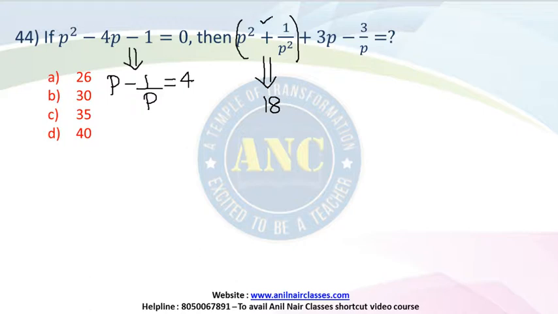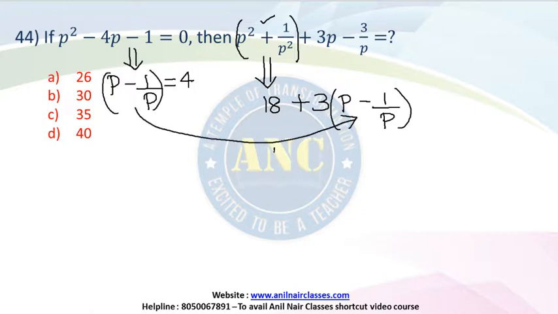We already got a partial answer right now, right? Next, plus, what is the remaining thing which is present here? 3p minus 3 by p. If I take 3 as a common factor, it will be p minus 1 by p. But p minus 1 by p value, we already got as 4 from the question itself. Just substitute and simplify. 18 plus 3 times 4. 18 plus 12. It is nothing but 30. Answer for this question is 30. This is a very easy question if you have understood all our previous questions.